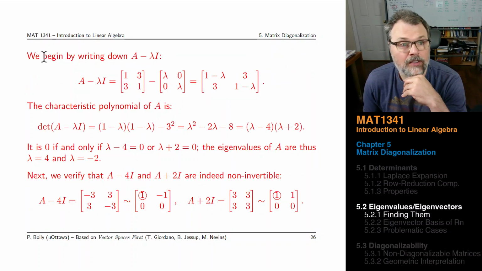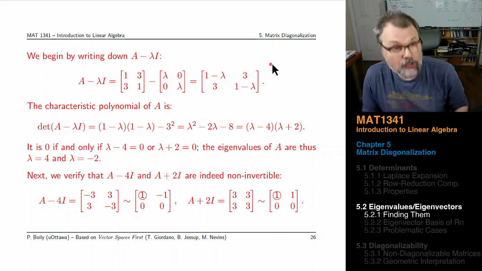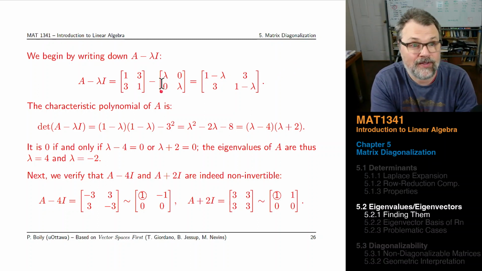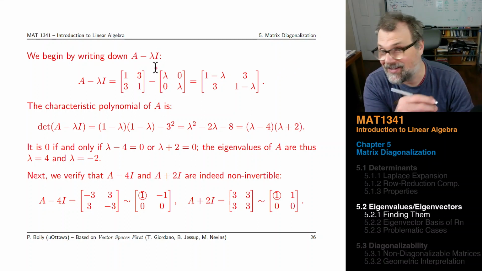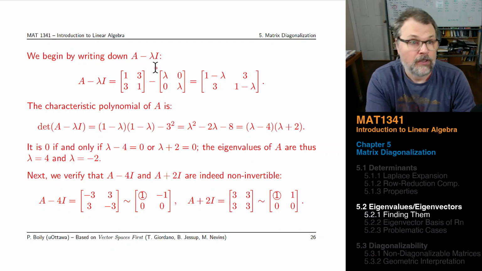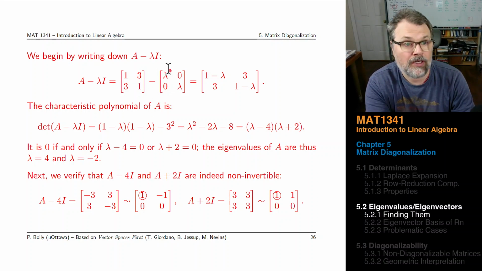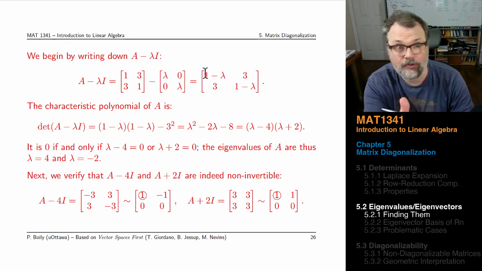So let's start by writing down A minus lambda I. What is that going to be? I isn't specified, but it has to be a 2 by 2 matrix if we want this expression to make sense. So A is 1, 3, 3, 1. Lambda I is lambda, 0, 0, lambda. And if I do 1, 3, 3, 1 minus lambda, 0, 0, lambda, I get a 2 by 2 matrix: 1 minus lambda, 3, 3, 1 minus lambda.